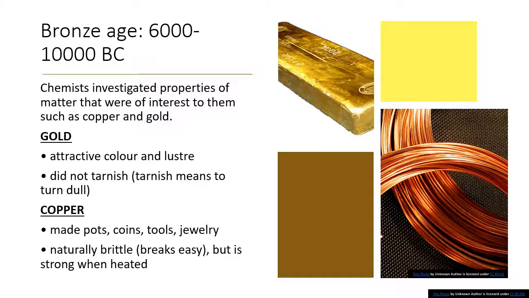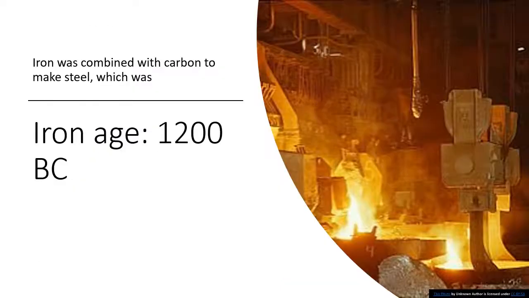From the creation and use of bronze, scientists began to look and research other materials. So this led to further investigation of other things. So gold has a nice color, has a nice shine to it, and it doesn't really lose its shine. It's part of its physical properties. Copper is used to make pots, coins, and it's brittle, but when it's heated it gets quite strong.